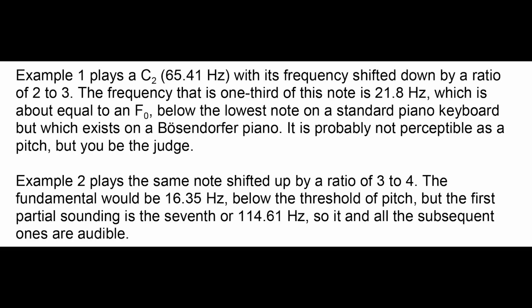Example 1 plays a C2, 65.41 Hz, with its frequency shifted down by a ratio of 2 to 3. The frequency that is 1/3 of this note is 21.8 Hz, which is about equal to an F0 below the lowest note on a standard piano keyboard, but which exists on a Bösendorfer piano. It is probably not perceptible as a pitch, but you be the judge.